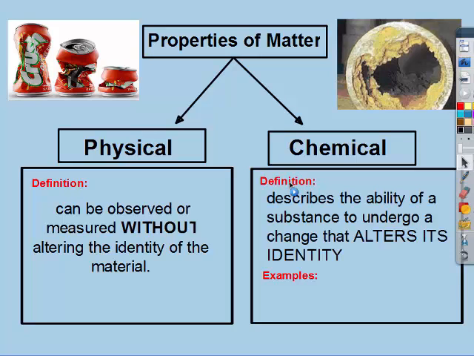While a chemical property describes the ability of a substance to undergo a change that alters its identity. You don't know its chemical property unless you react it with something else. So reactivity, does it react with blank? Flammability, if I put fire to it, will it catch on fire? Toxicity, if it is eaten, will it kill you? Those are all types of chemical properties.